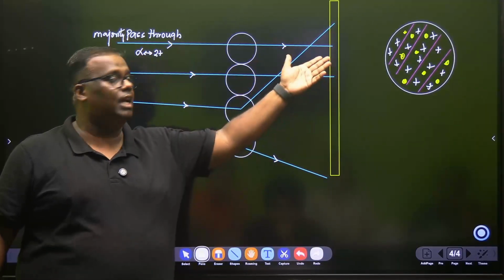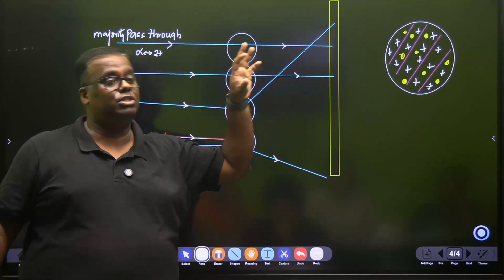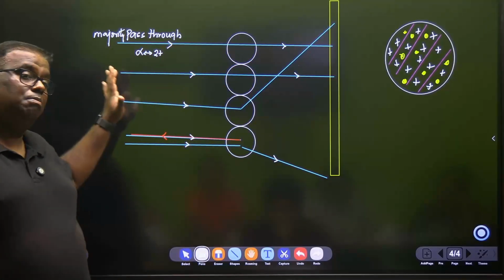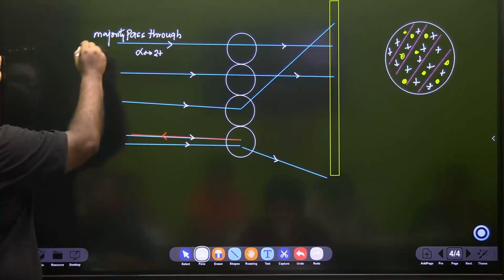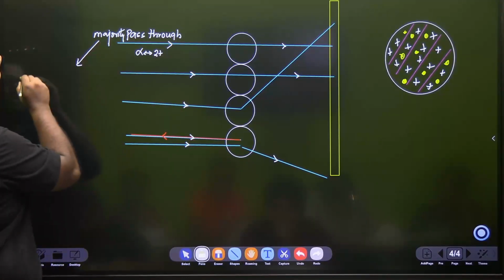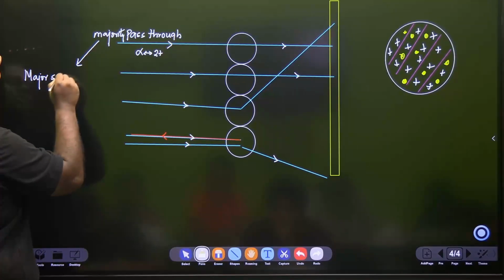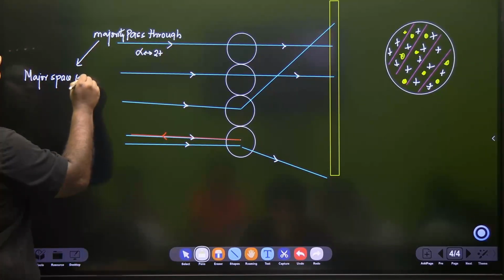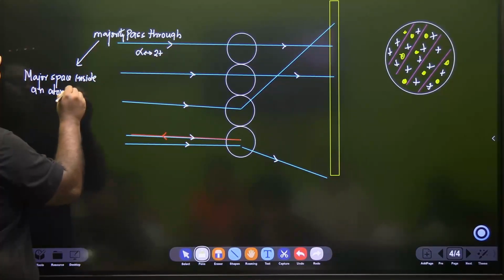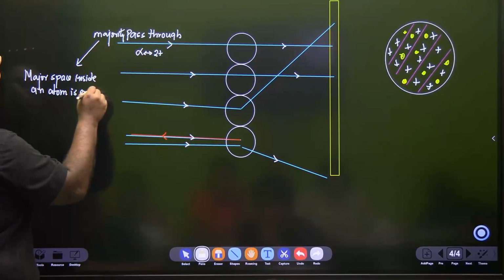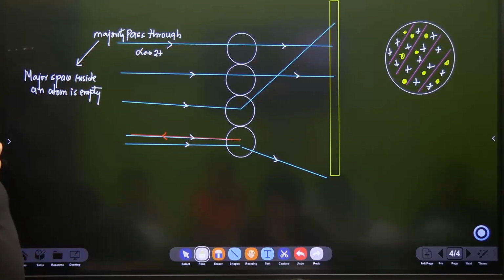Thomson says that the entire model is a positive sphere. So if we found that the majority of them went through, are you understanding? Therefore, the first conclusion that comes from this is that the major space inside an atom is empty. It's a simple thing. Otherwise, my alpha particle should not have gone through. It just passes through. So they are empty, right?